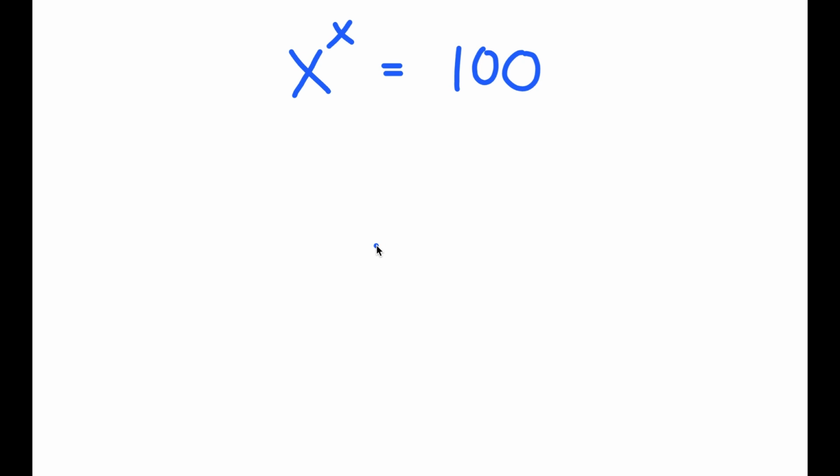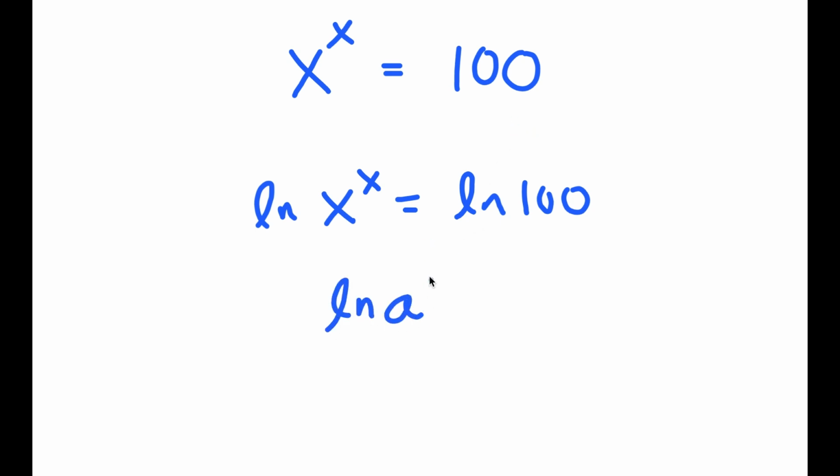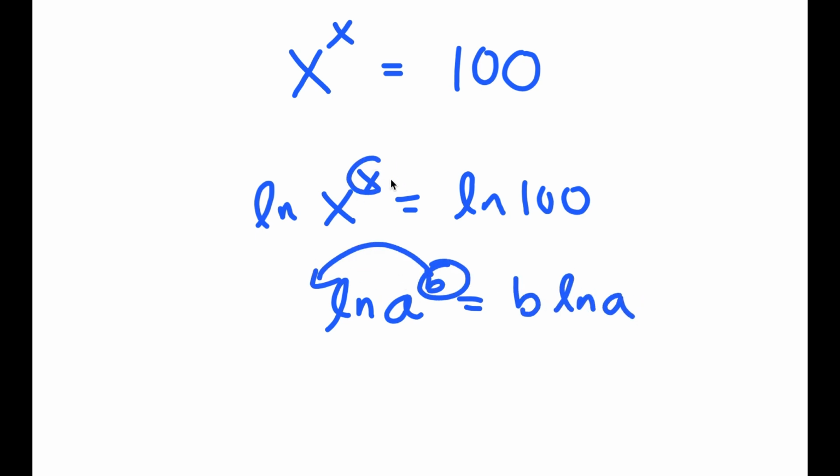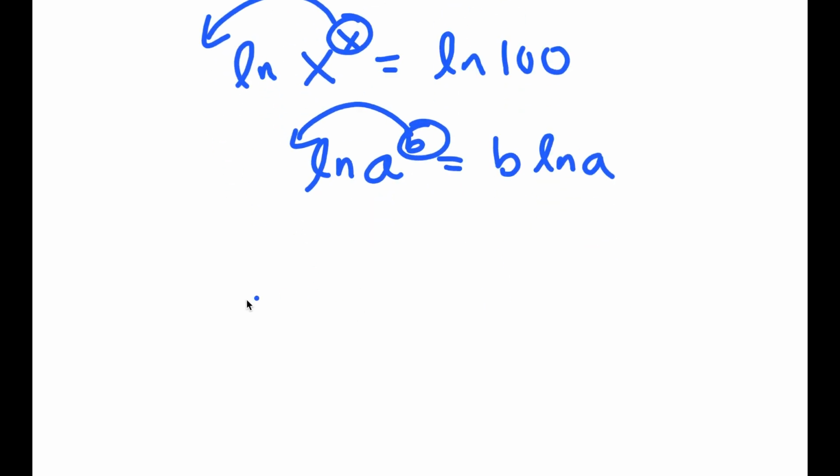So I'm going to first start by taking the ln, or natural log, on both sides. So I get ln of x to the power of x is equal to ln of 100. Now, if I have something in the form ln of a to the power of b, this is the same thing as b times ln a. I can move this b to the front. So I'm going to do exactly this to ln of x to the power of x. So now I get x times ln x is equal to ln of 100.